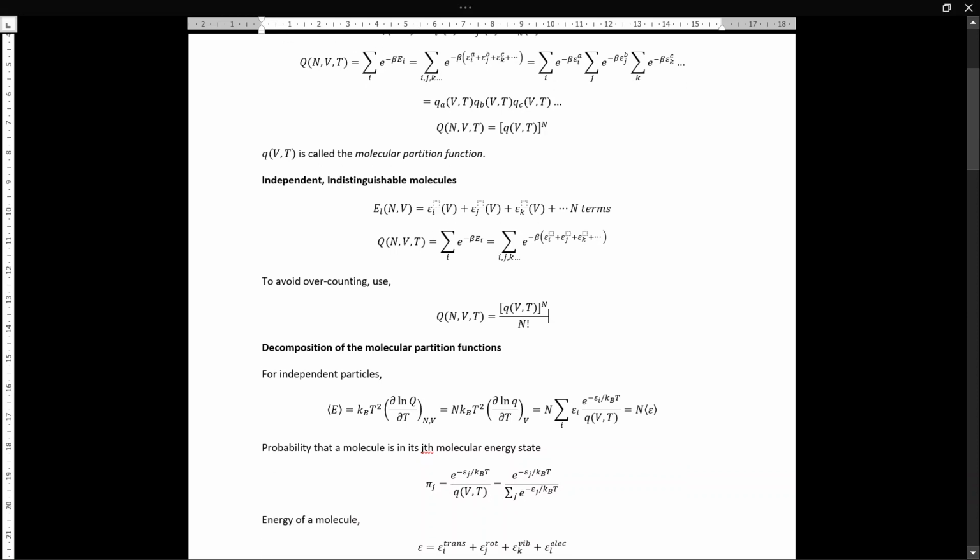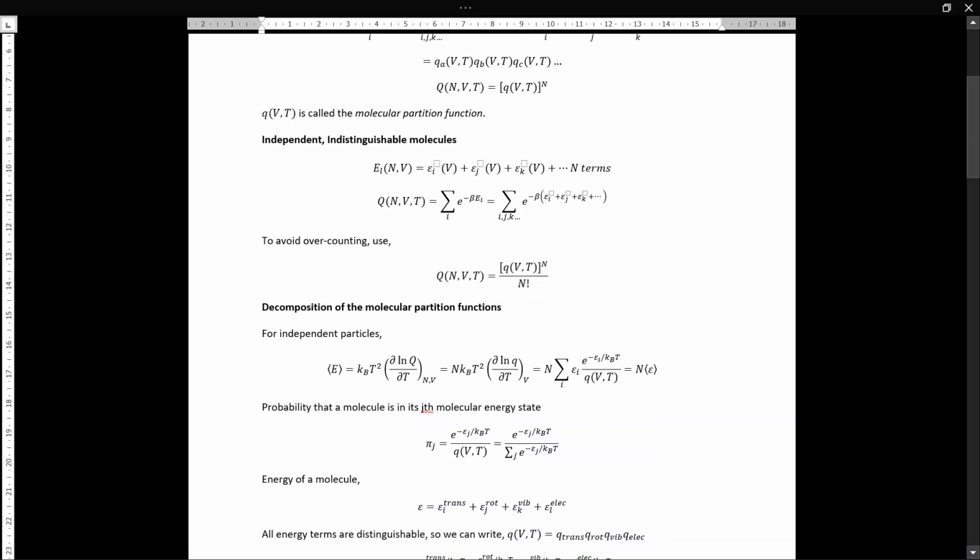There's a discussion in McQuarrie, though very little, where it treats different kinds of particles and shows how division by n factorial is possible. But let's just take it for granted for this particular course. It's very simple. When you have indistinguishable molecules, you need to divide by n factorial.